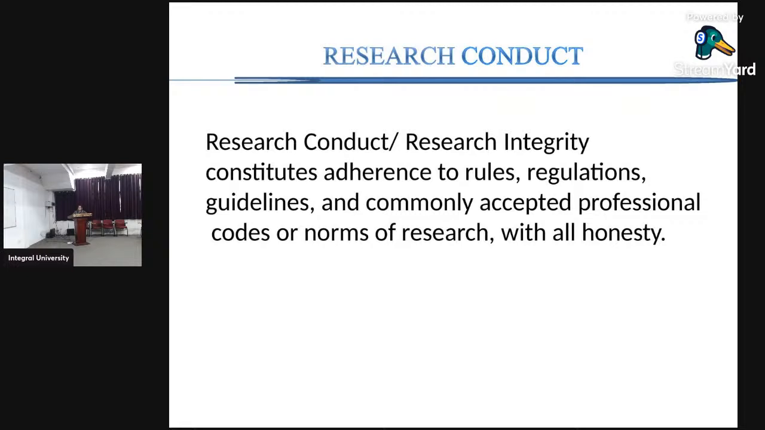We had talked about research conduct and integrity, but we can again go through it because research integrity constitutes adherence to rules, regulations, guidelines, and commonly accepted professional codes or norms of research with all honesty. Honesty is still the best policy. Okay, so it may not be in vogue so much, but at the end of the day, honesty is always the best policy. Honesty in your relationships, personal, professional, everywhere, commercial interests.